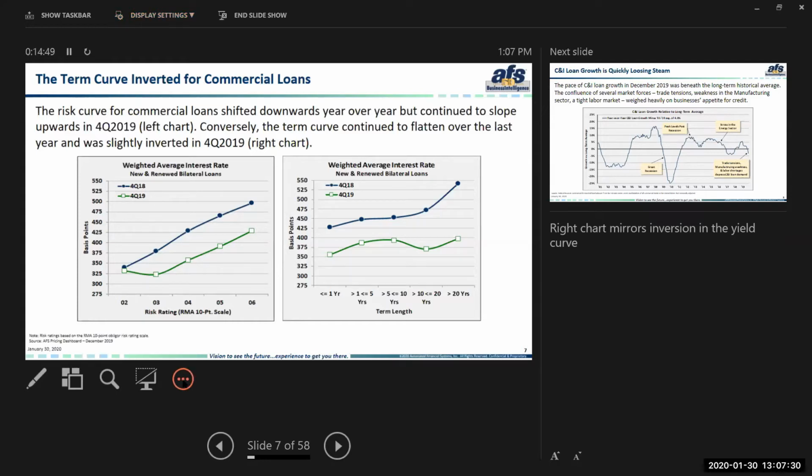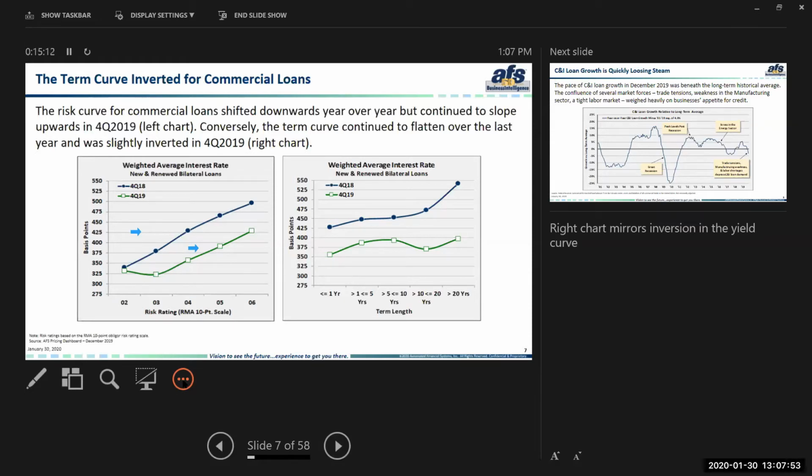As you might expect, pricing increases along with credit risk. The risk curve shifted downwards year over year, but continued to slope upwards in 4Q. The curve was very slightly inverted for risk rating 3. The takeaway is that banks are not materially losing standards when it comes to pricing for credit risk. It's a different story for the chart on the right.